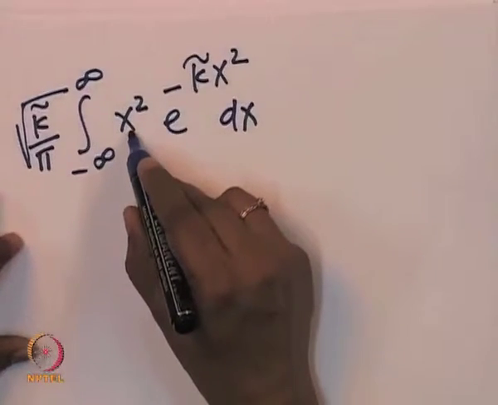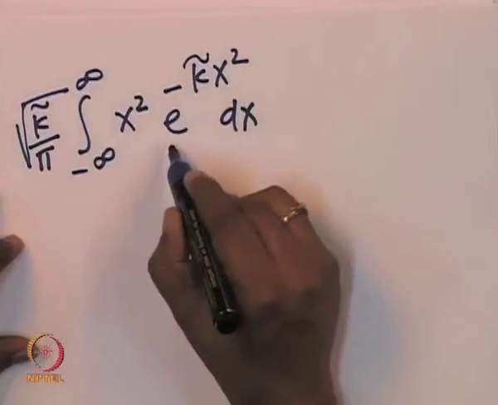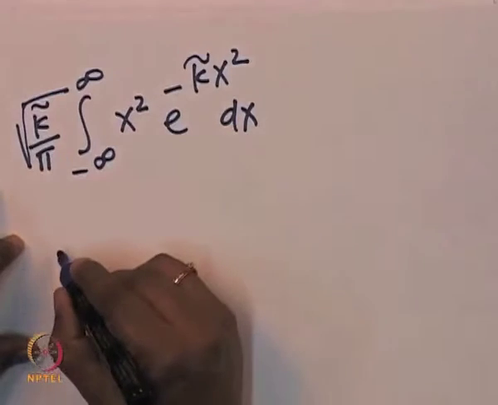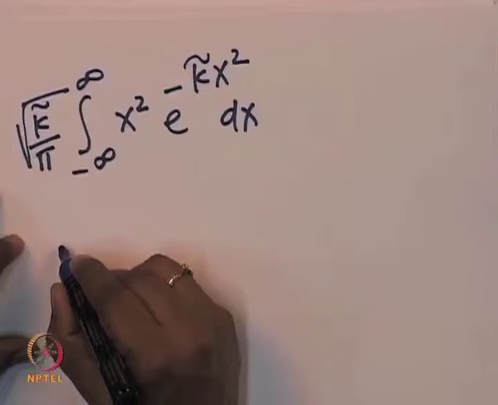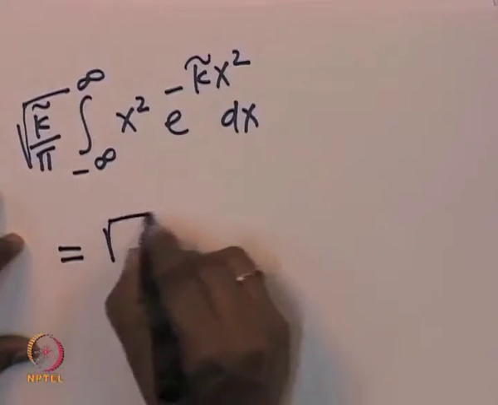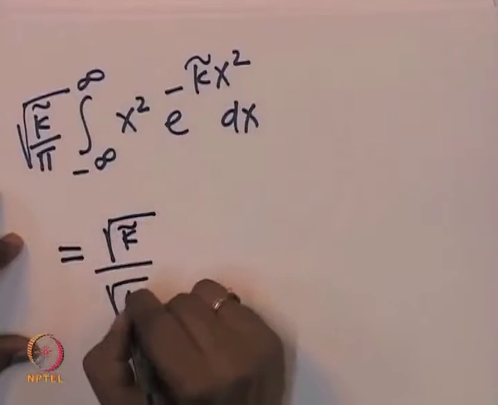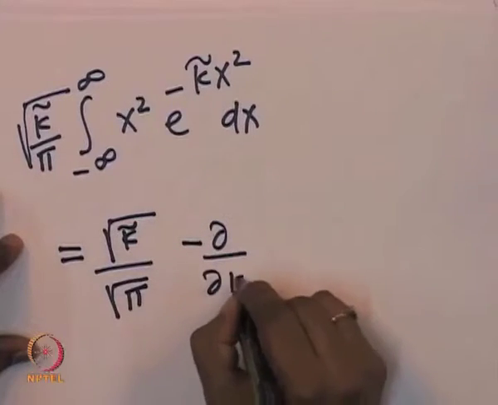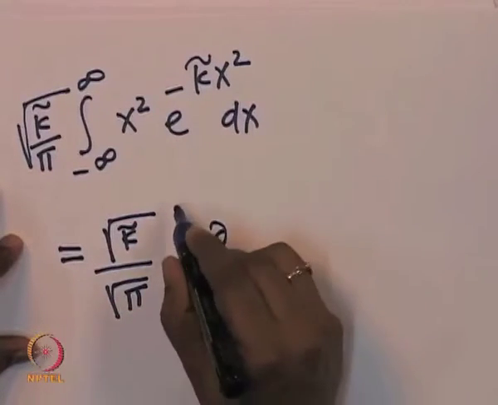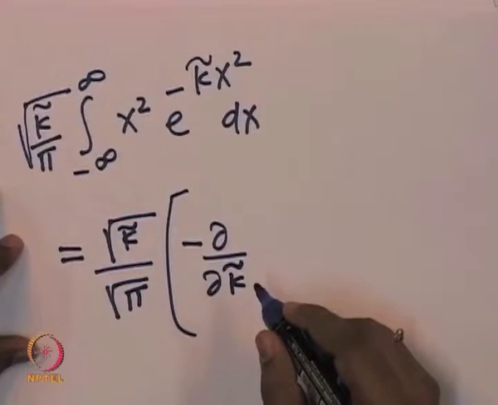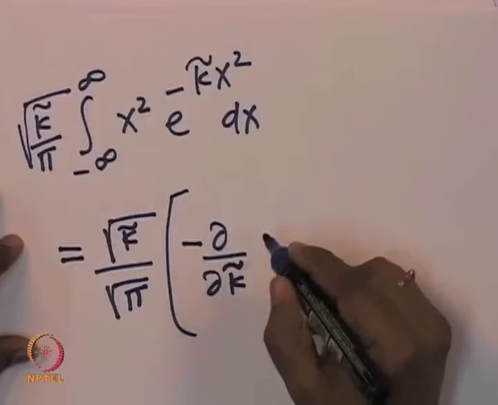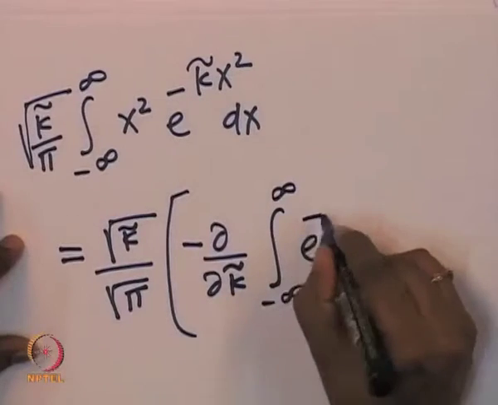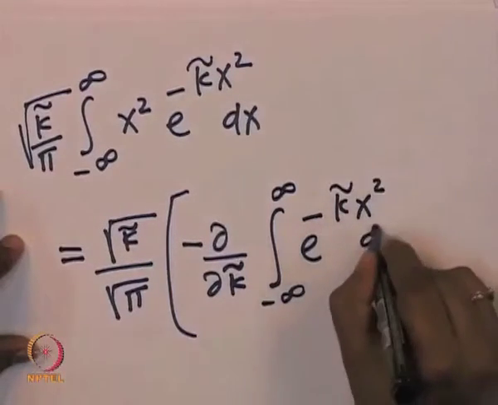There is an x² here, and if you take the derivative of this with respect to k̃ and put a minus sign, you will get this. See this carefully and try to do this yourself. This is nothing but √k̃/√π times −∂/∂k̃ of the integral from −∞ to ∞ of e^(−k̃x²) dx. You do this yourself after seeing this and see whether what I am saying is correct or not.